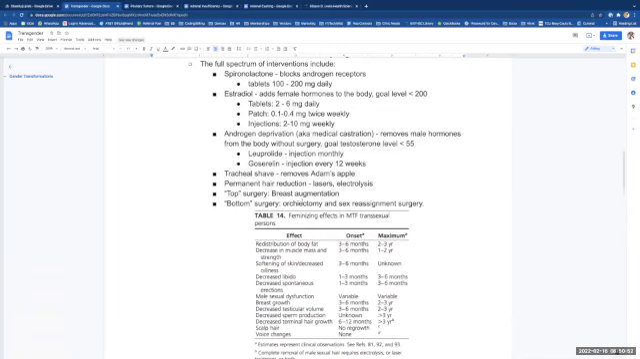There is a procedure called tracheal shave that will remove or reduce the Adam's apple. Permanent hair reduction by laser or electrolysis. Top surgery, which is breast construction or augmentation. And bottom surgery, orchiectomy and sex reassignment surgery. An orchiectomy is removal of the testes. The feminizing effects of cross-hormone therapy will start between 3 to 6 months and optimize anywhere from 3 to 6 months to 3 years later.